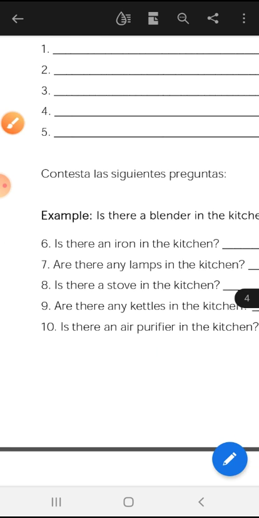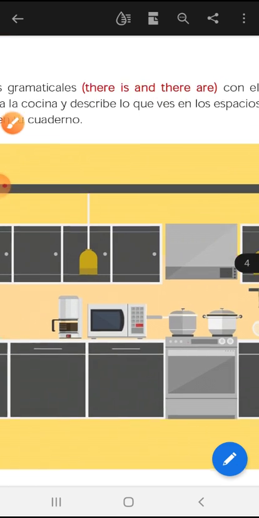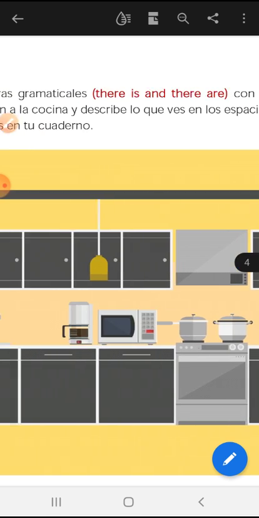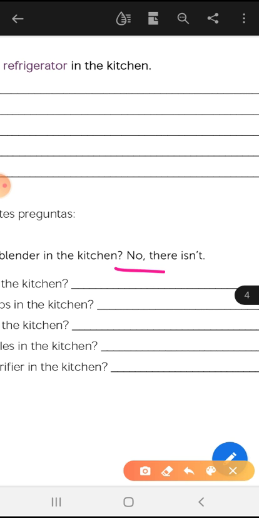Now, is there an iron in the kitchen? Y teacher, ¿y qué es un iron? Arriba ya lo estudiamos. Iron is a plancha. Okay, is there an iron in the kitchen? Do you see an iron over there? No. So you have to say, no, there isn't.